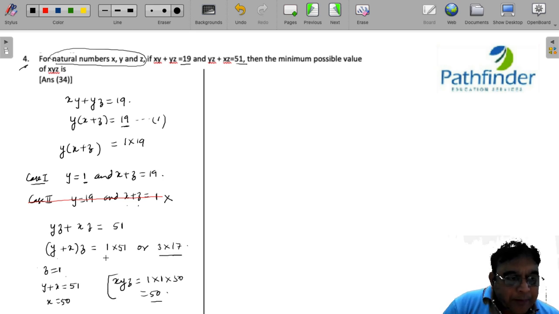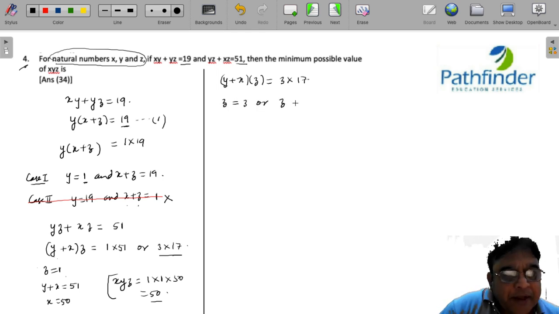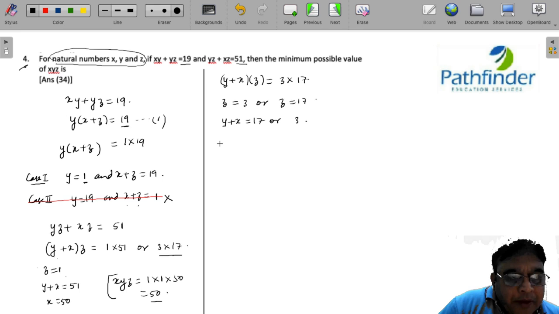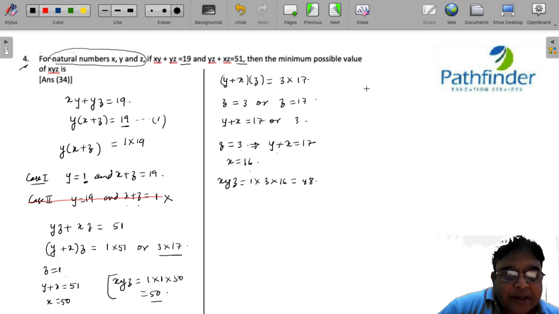The other case is (y plus x) into z is equal to 3 into 17. So either z can be 3 or z can be 17, which means y plus x is 17 or y plus x is equal to 3. Now for one moment, if I take z is equal to 3, that means y plus x is 17. We already have the value of y as 1, and that means x is equal to 16. So y is 1, z is 3, x is 16. So xyz must be 1 into 3 into 16. That is 48. We've got a value that is lower than the earlier value.